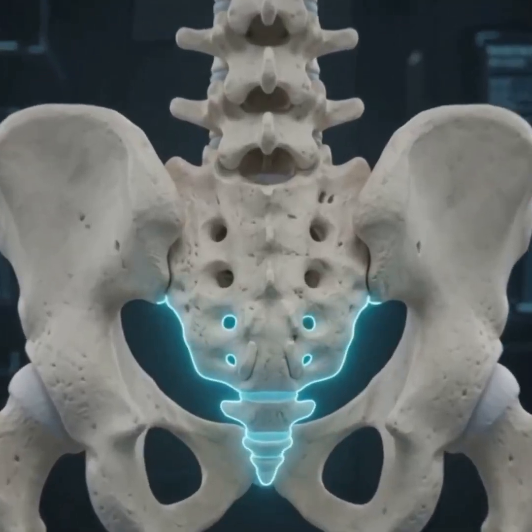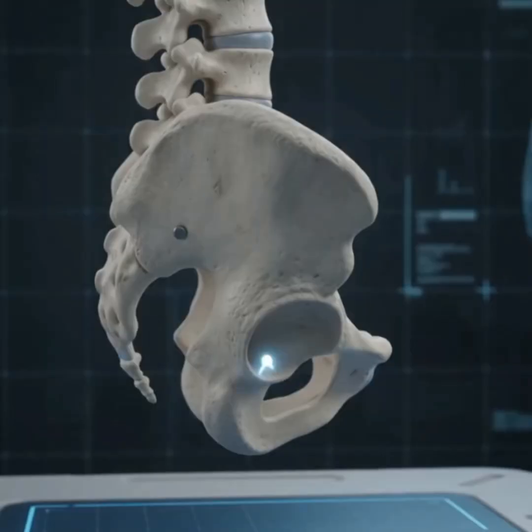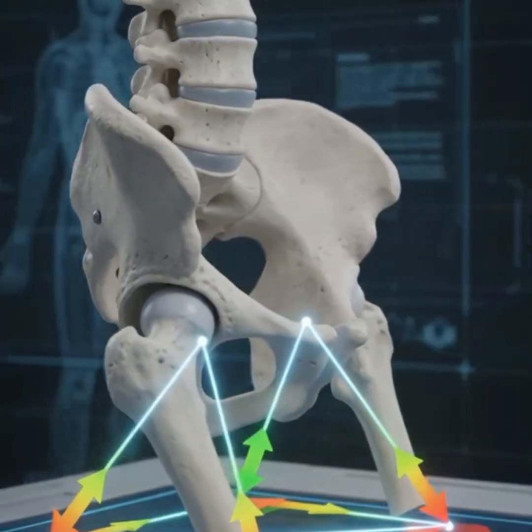The coccyx consists of 3 to 5 fused vertebrae. It's an anchor for the gluteus maximus and other muscles. Along with the ischial tuberosities, it forms a weight-bearing tripod. This tripod helps support and distribute body weight.